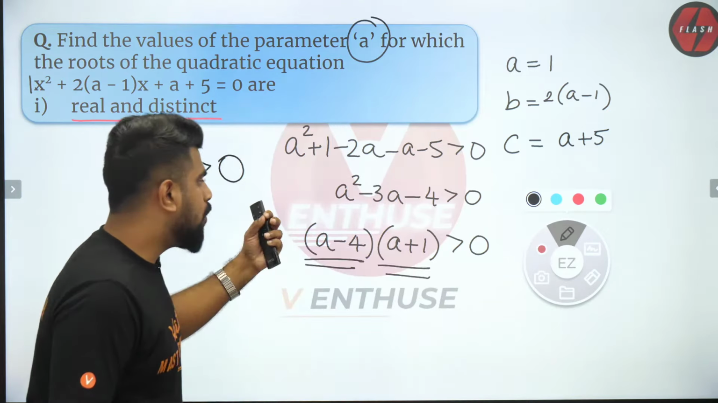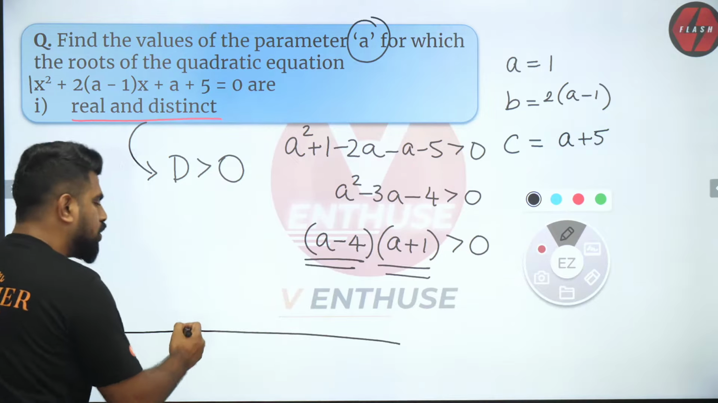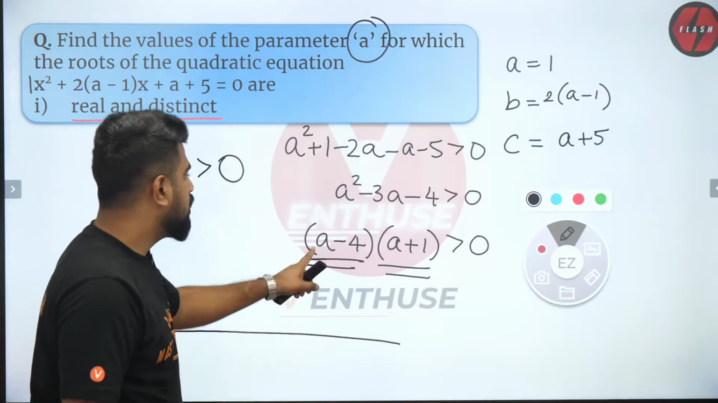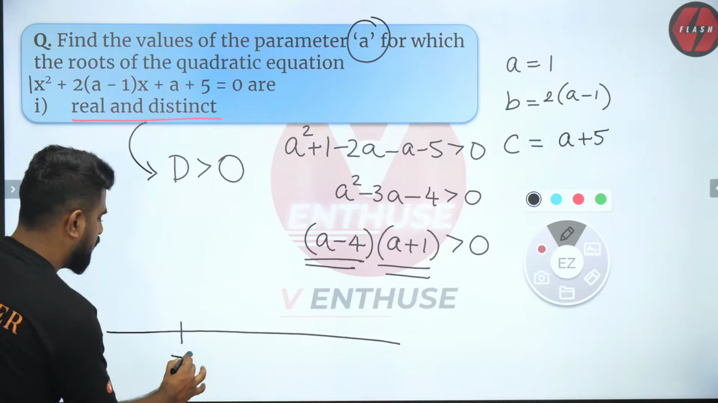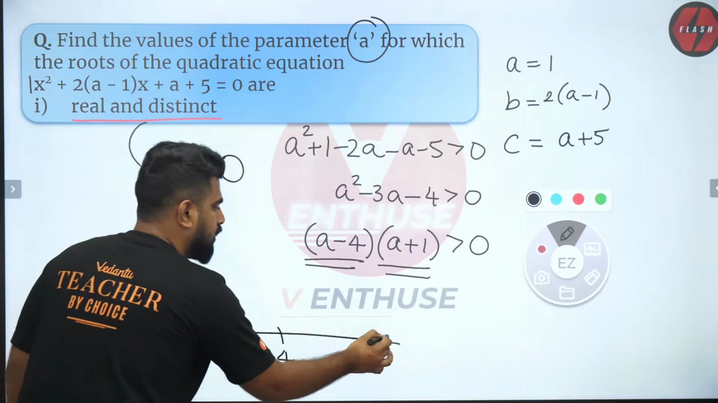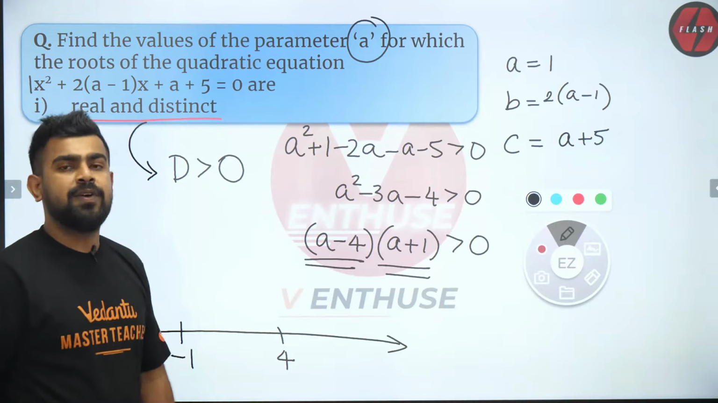So what it says is, draw the number line, mark the roots on the number line. So what are the roots over here? The roots are -1 and 4. You have to mark it in the order, ascending order, right, from left to right. So you have to mark it in that fashion.